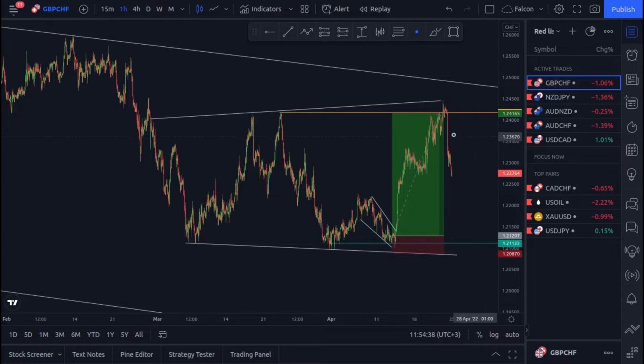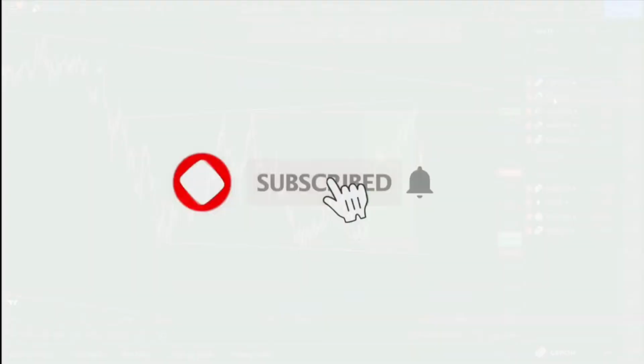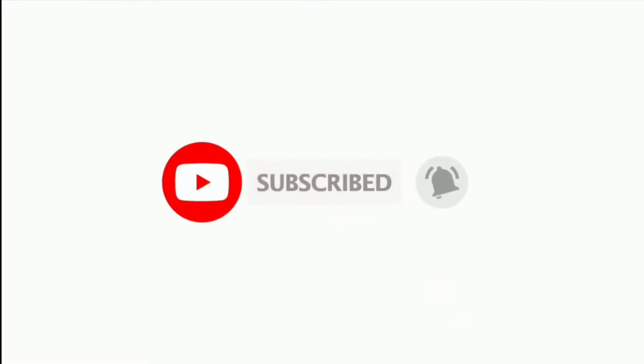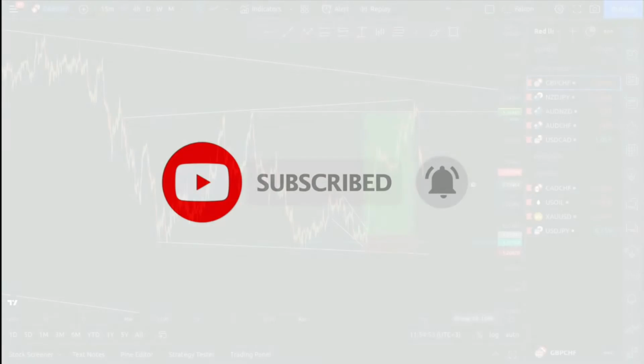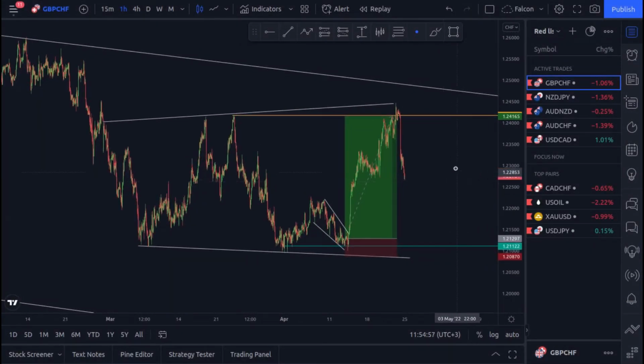Today we are going to go through some few pairs, the trades that I'm active in and the ones that I've taken for the week. Okay, so I've taken 5 trades this week: pound Swiss franc, Kiwi yen, Aussie Kiwi, Aussie Swiss franc, and dollar card. Okay, so first we are going to go through my active trades and we start with pound Swiss franc.